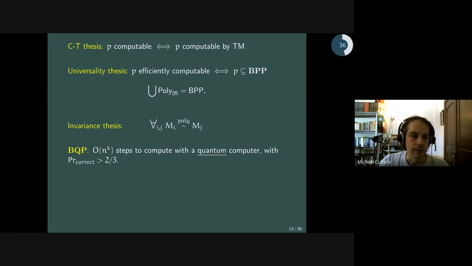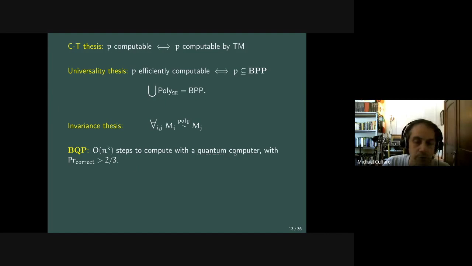Okay. Now, BQP, which is the class of problems efficiently solvable by a quantum computer, is defined analogously to BPP. It's the class of problems such that it takes on the order of a polynomial number of steps to compute a solution with a quantum computer, such that the probability that the solution yielded is a correct one is greater than or equal to 2/3.